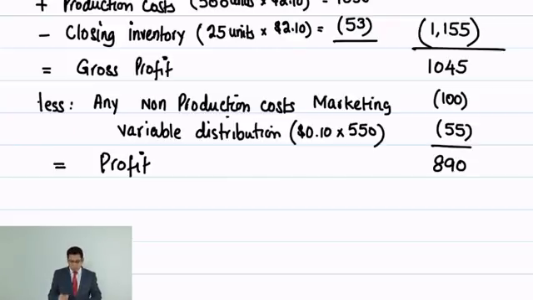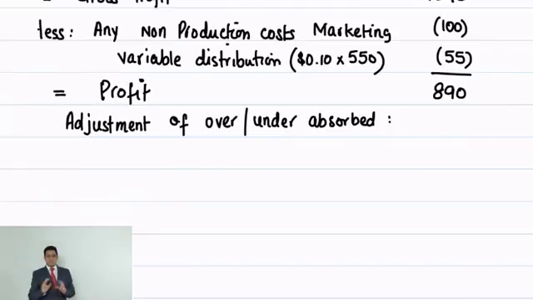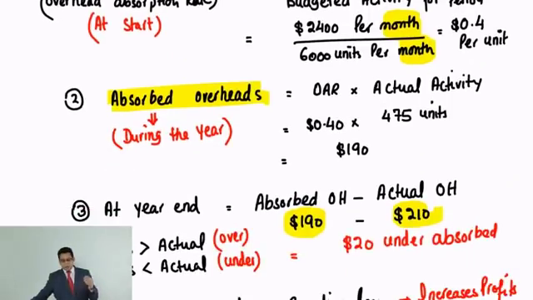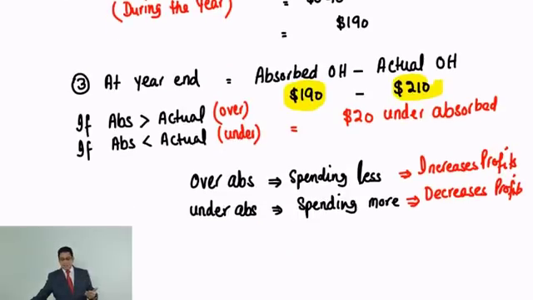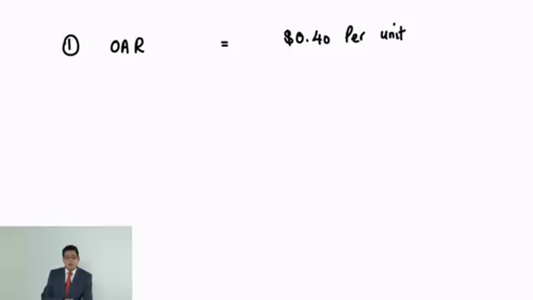$890 of profit. And now we need adjustment of over and under absorbed. It's not difficult at all. Remember the steps I mentioned, those steps will remain the same. That at the beginning of the year we calculate budgeted OAR, then OAR is multiplied by the actual activity, and then at the end of the year we compare absorbed overheads with the actual overhead. So let's do those three steps again. Number one is given to us, we don't need to calculate it in here. OAR, overhead absorption rate, which is 0.4 per unit. Fixed OAR is 0.4 per unit.